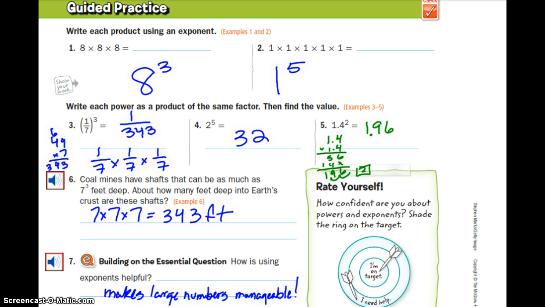So why do we use these? Again, it makes large numbers manageable. The larger the number, the easier it is to write it in exponential form, or soon you'll learn scientific notation, again, where we'll use exponents to write numbers.